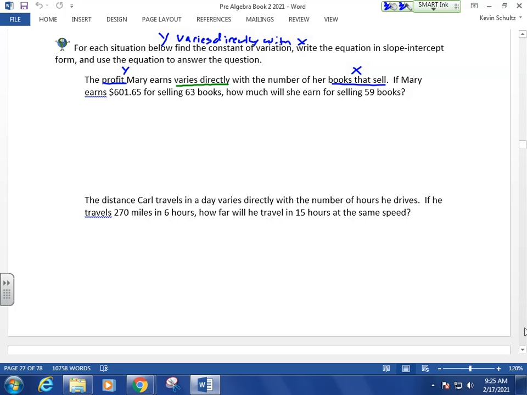Y varies directly with x. So the profit varies directly with books that sell. That's how you can tell. So our first step is to find the slope. Find m. How do we do it? Aiden. 601.65 divided by 63. Good.